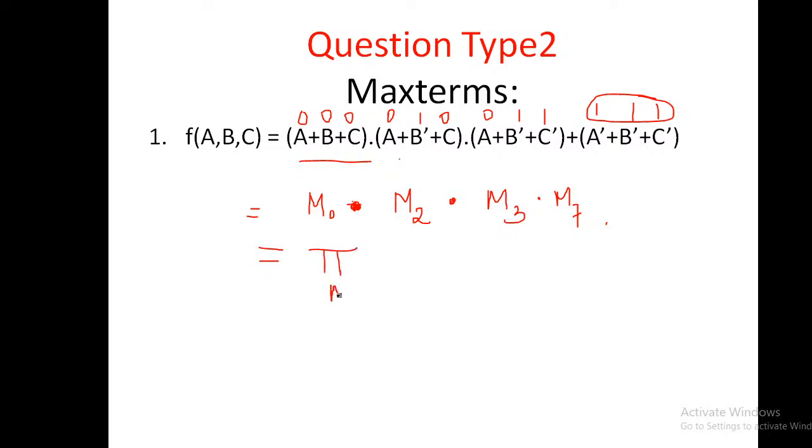With down we should write capital M, and what are the values? We should write the suffix values as 0, 2, 3 and 7. Is it clear to you? Please respond. Very good. Shall I repeat it? I think there is no requirement. If any of you have any doubt, please tell me. Otherwise, we should continue with the problem part.